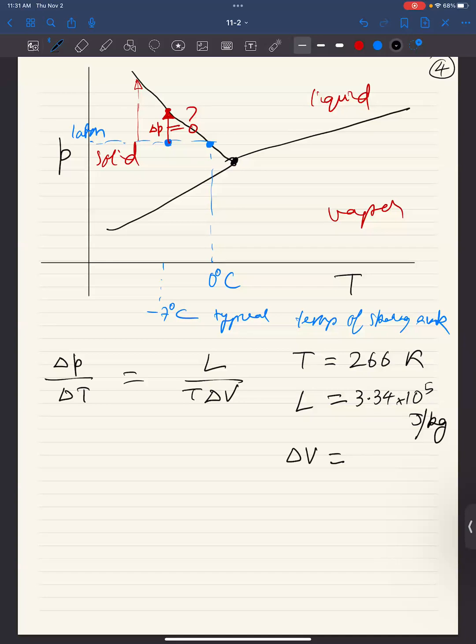So delta V is negative, and when I say negative, I really mean V liquid minus V solid. And I will give you the number: minus 9 times 10 to the power minus 5 meter cube per kg. So first of all, this already shows you why the slope for this liquid-solid boundary is negative, right? L is positive and delta V is negative, so the slope is going to be negative. And we will study this slope in a minute for generic systems, and we will see why. For water, you can see this is what it is.